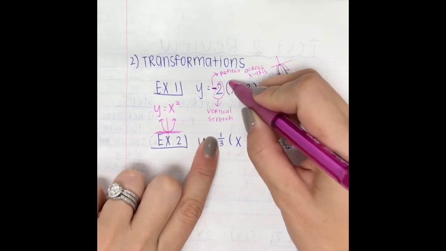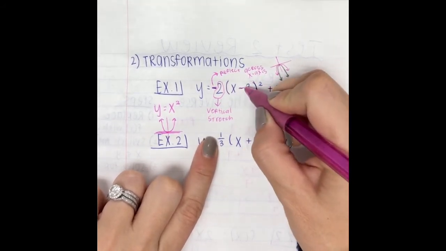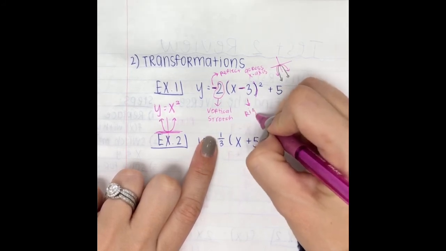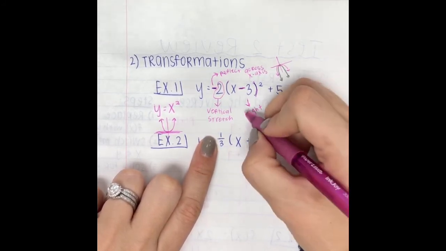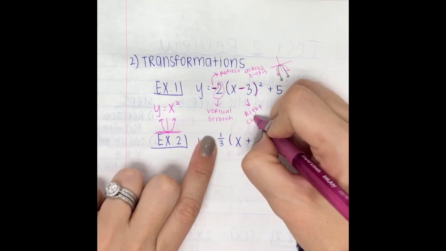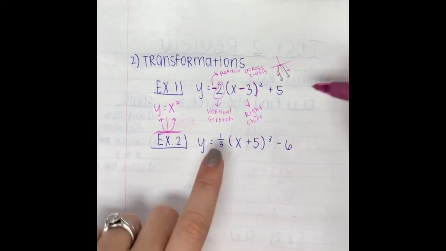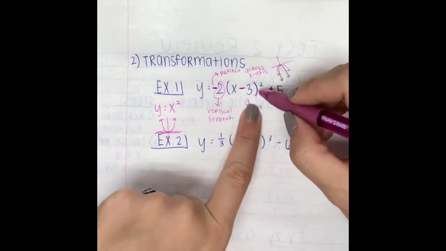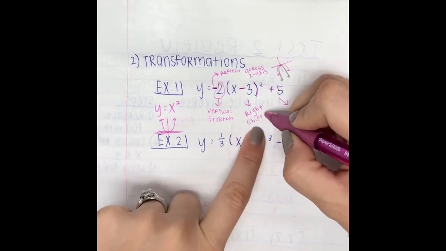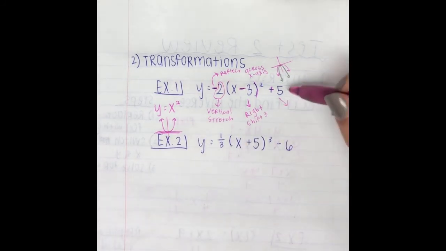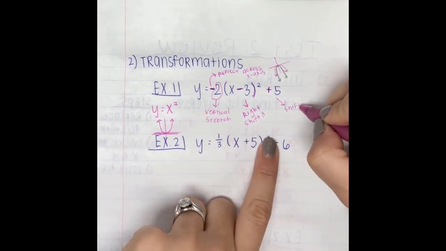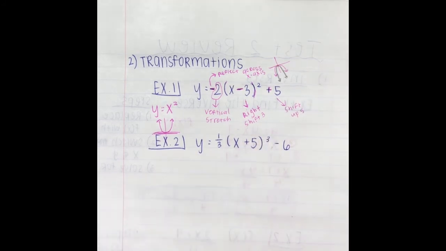And then inside of these parentheses, when you subtract, subtraction shifts you right. Okay? The word shift. You're shifted right. Since this was 3, it's right 3. And then adding or subtracting on the outside is what shifts you up or down. If it's plus, then you shift up 5. Okay?